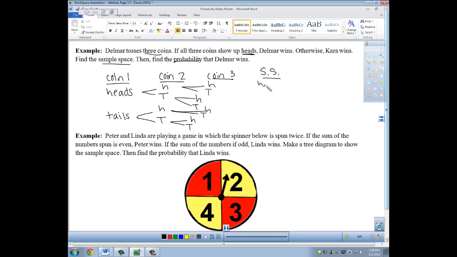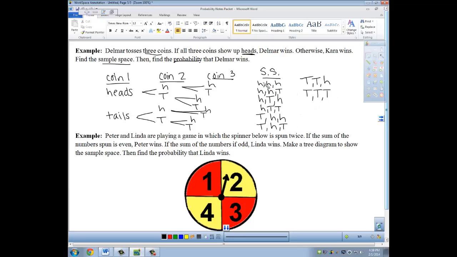We could get heads, heads, heads; heads, heads, tails; heads, tails, heads; heads, tails, tails. So I'm just going in order of what my little tree diagram says. That's all my options for if I roll heads the first time. Then if I roll tails the first time, I can go heads, then heads. I can go tails, heads, then tails. I can go tails, tails, then heads. So I'm going to go over here. And I could get all tails.